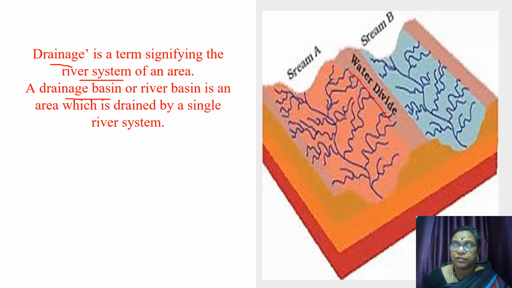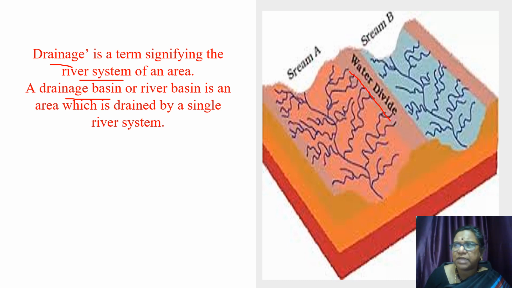If you look at a physical map, you will notice that small streams flowing from different directions come together to form a main river. This main river ultimately drains into a larger water body, maybe a sea or an ocean. So the area drained by a single river system is called a drainage basin. That is one terminology.